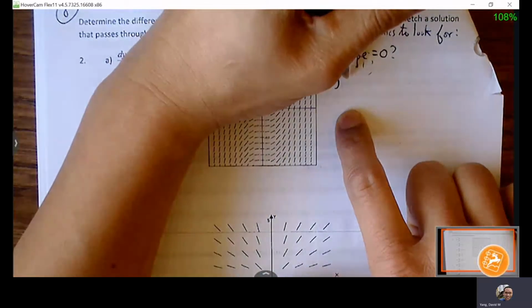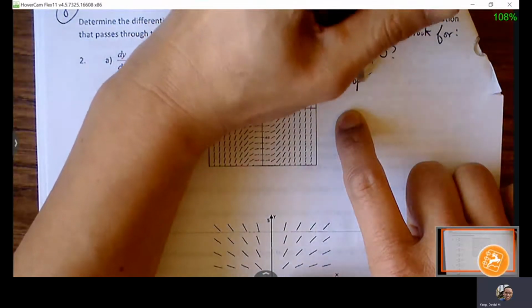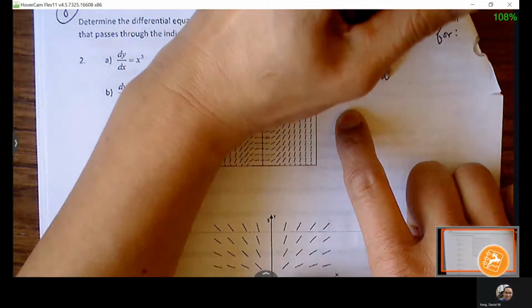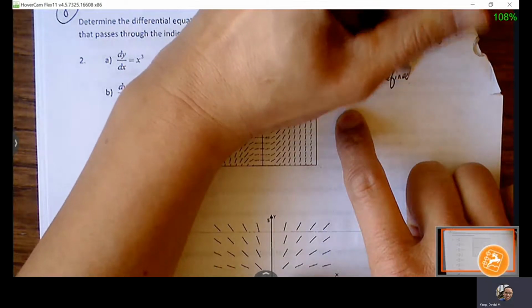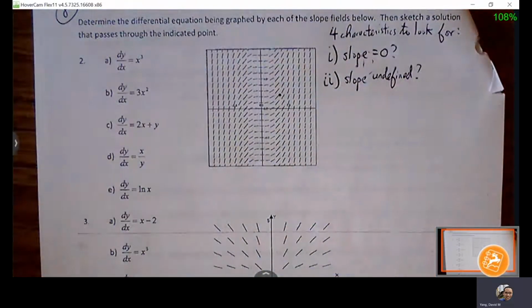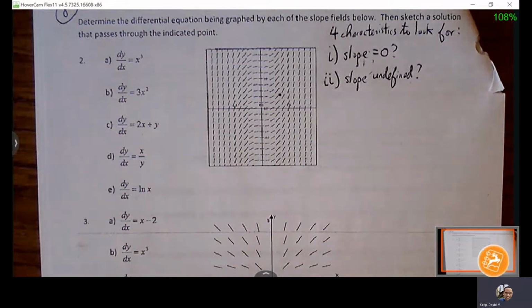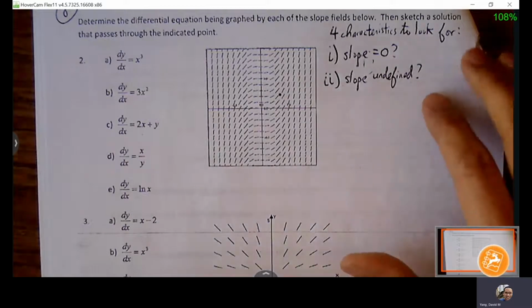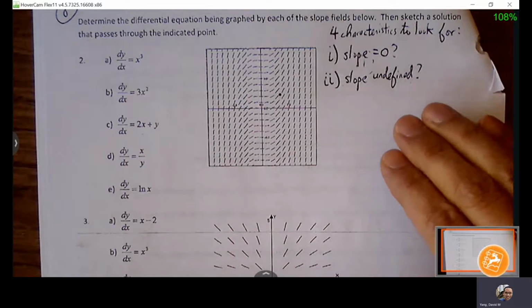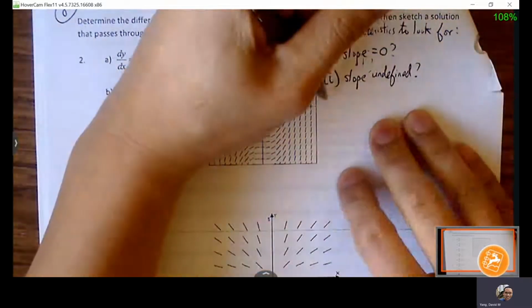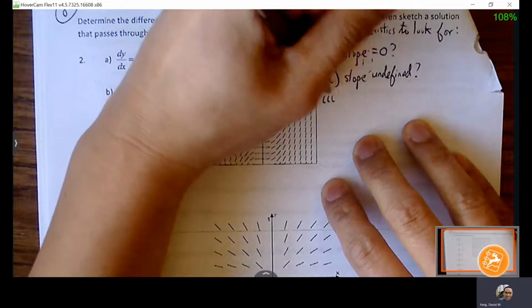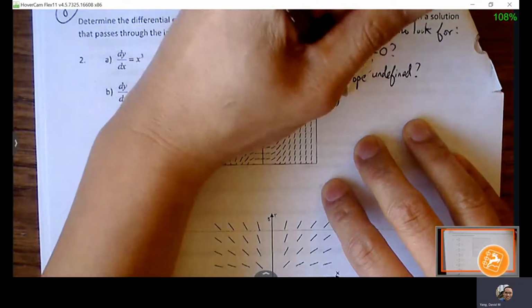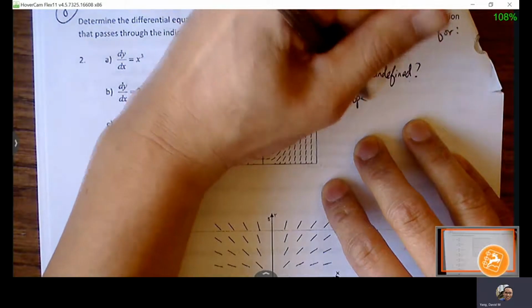The second characteristic is, do we see any undefined slope? And you can tell undefined slope if you see a gap in the graph. If you see a graph where there are no line segments through the ordered pair, then you're able to visually identify where slope is undefined. The third characteristic is, do we see a collection of positive slopes?